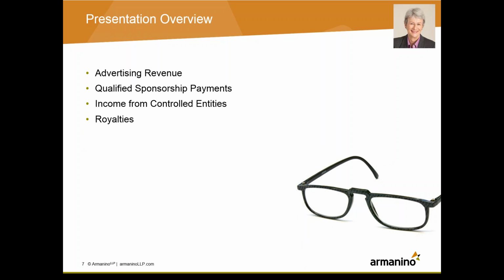Quick presentation overview. We're going to discuss the treatment of advertising revenue. We're going to look at qualified sponsorship payments and how to keep yourself away from unrelated business income. We're going to look at income from controlled entities, and then finally at royalties. These are topics on which we have received a number of questions over this past year, and also topics that we have touched upon in prior webinars that we have really not looked at in depth. So I thought these were good choices.